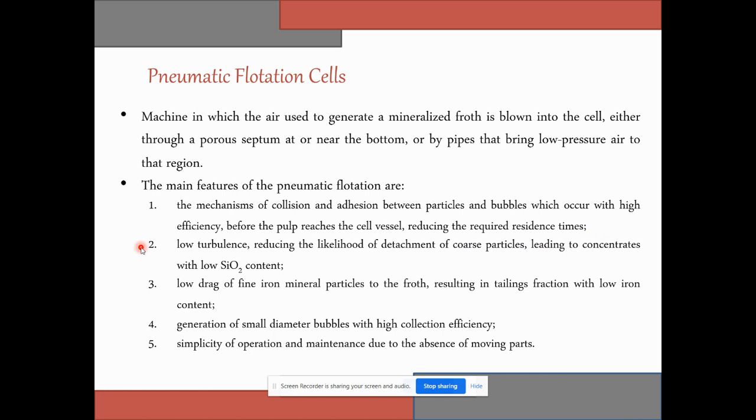Second, low turbulence. Third, low drag of fine iron mineral particles to the froth. Fourth, generation of small diameter bubbles with high collection efficiency. And lastly, simplicity of operation and maintenance due to the absence of moving parts.